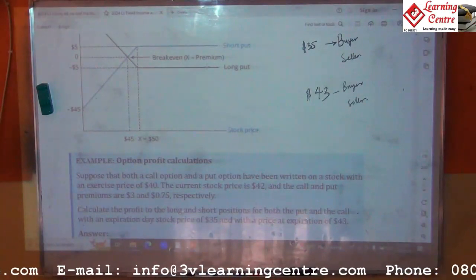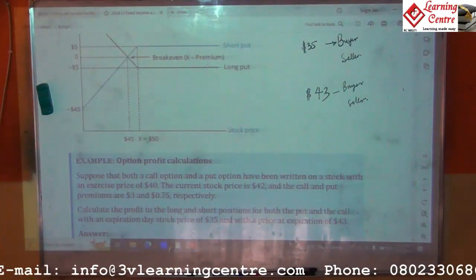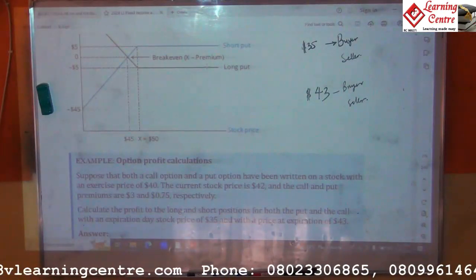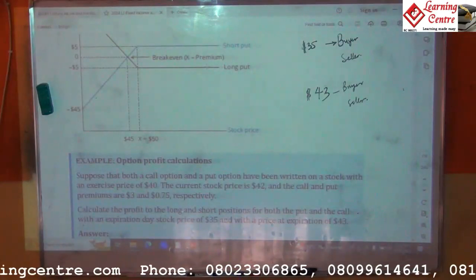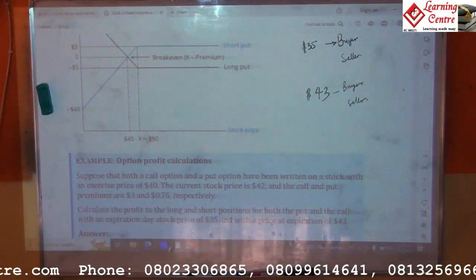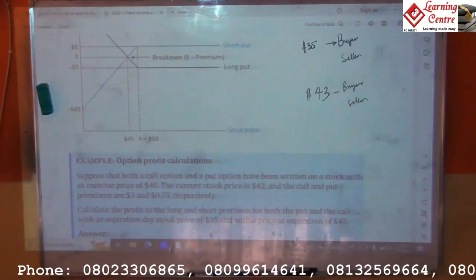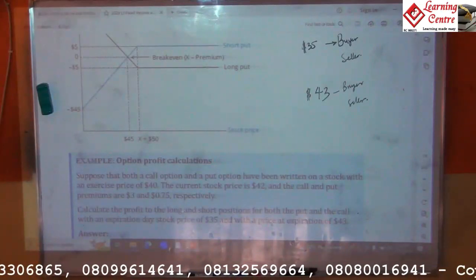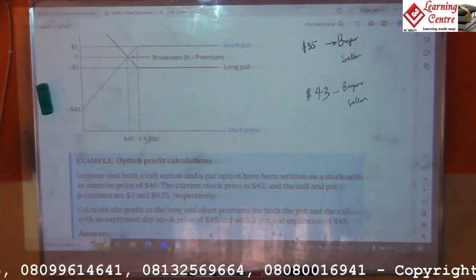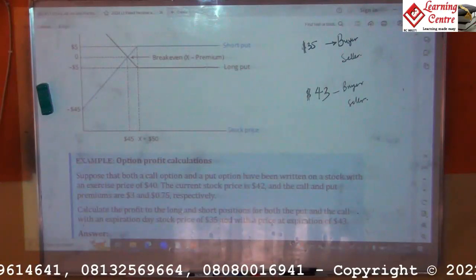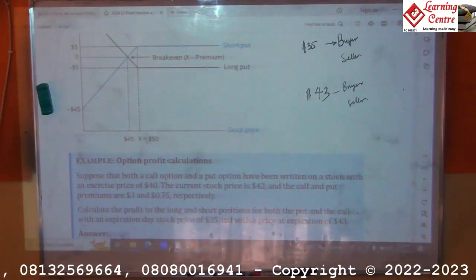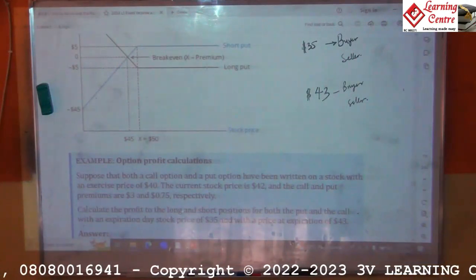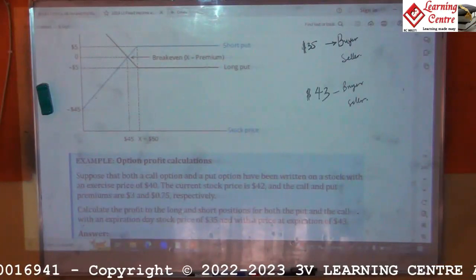So the buyer of the put option has paid 0.75 as premium, right? And he bought an option to be able to sell at a price. So now he has agreed to sell at $40. But now the price in the market is $35. So you go ahead with the option. He's gaining 5. But because he has a cost of 0.75, so 5 minus 0.75.